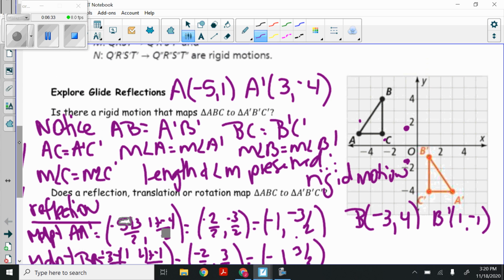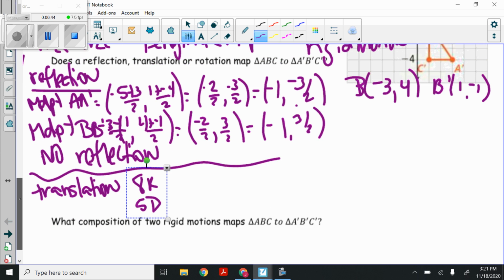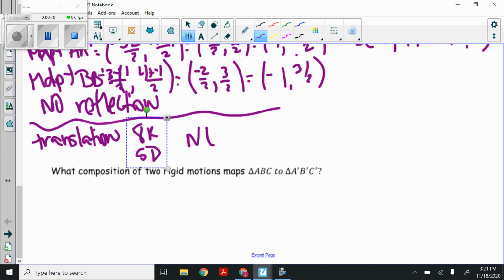So if I start at B and I move 8 to the right, 1, 2, 3, 4, 5, 6, 7, 8, 5 down, 1, 2, 3, 4, 5. I'm way over here. I'm not at B prime. So no, there is no translation. The last thing that we're going to check for is rotation. So let's check for a rotation.